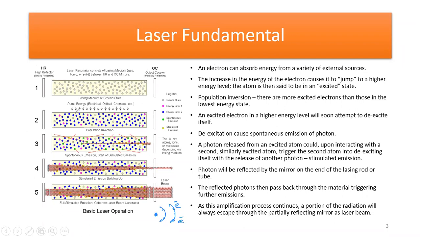So when you pump energy, usually the way to supply energy to the lasing material is through light, a flashlight. So you have a flashlight here. It's not a regular flashlight, but we call it a flashlight, that actually supplies energy to the atom. So when you supply energy to the atoms, basically this happens: the electron absorbs energy, and the increase of energy of the electron causes it to jump to a higher energy level. The atom is said to be in an excited state.